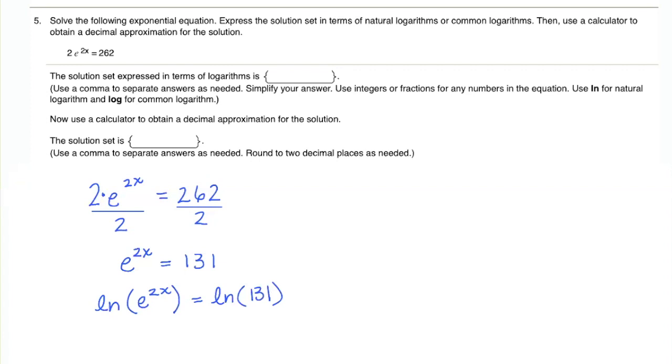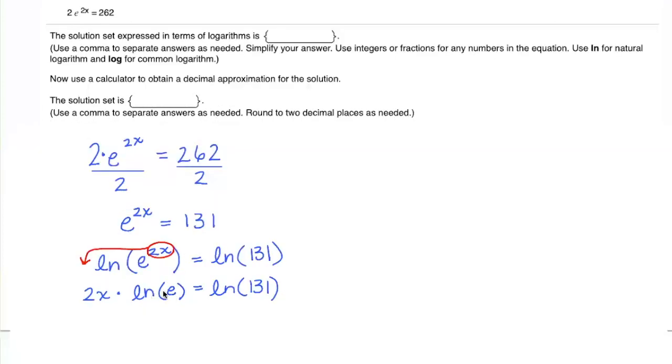The purpose of introducing the logs is to be able to use the power rule and take that exponent where the x is, bring it down in front, multiplying the log. So now I have 2x times natural log of e equals natural log of 131.